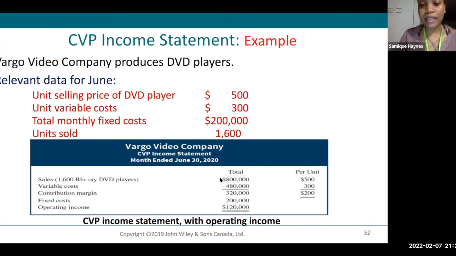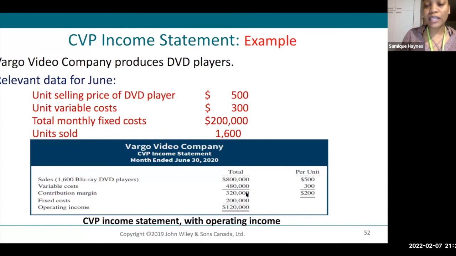So this is an income statement right here. We see that sales will be 1,600, right? And we're going to multiply that by the selling price per unit. So 1,600 times 500 will give us $800,000. Less our variable costs. Our variable cost will be what? How do we find our variable costs? $300 per unit times 1,600. Very good, Kobe. So this gives us 480,000. And once we deduct that, we get our contribution margin in dollars. So total contribution margin is $320,000.